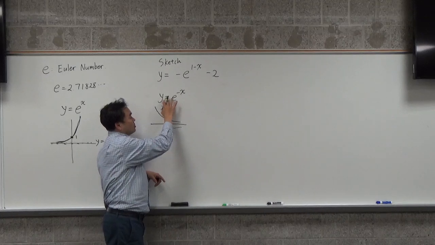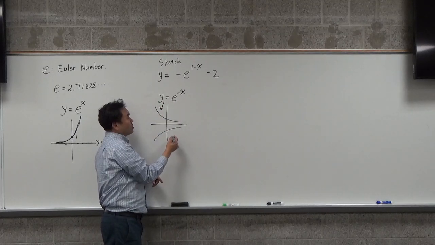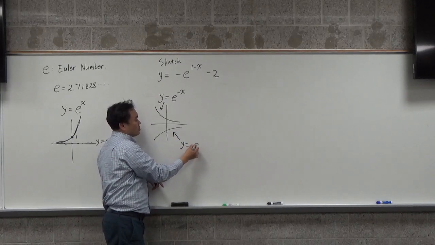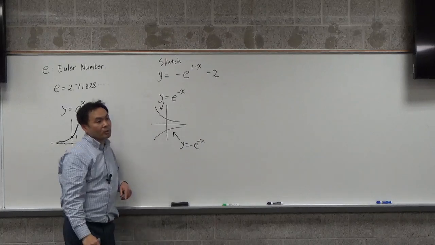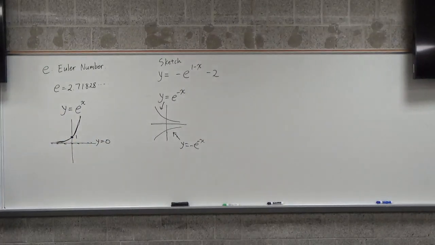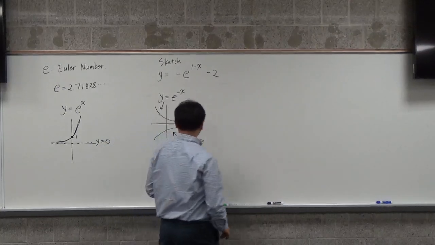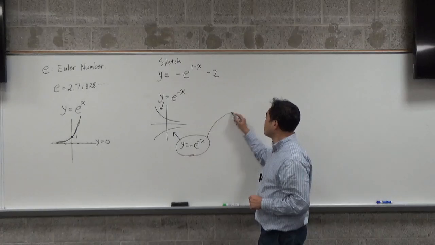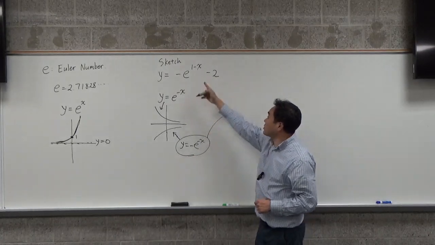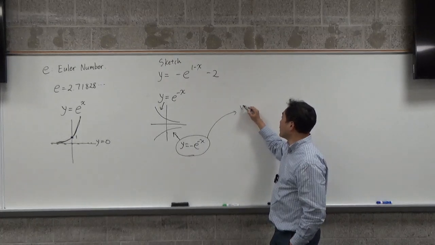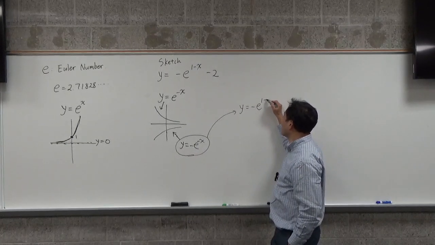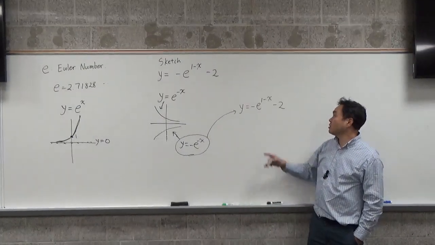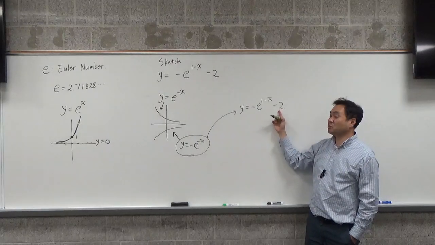So let's see. This one here is y equals e to the negative x, and this one here is the graph of y equals negative e to the negative x. Okay, now the challenge is we have to take this and make that 1 and negative 2 appear. So you have y equals negative e to the 1 minus x, minus 2. And the question is, what does this 1 do? What does this minus 2 do?